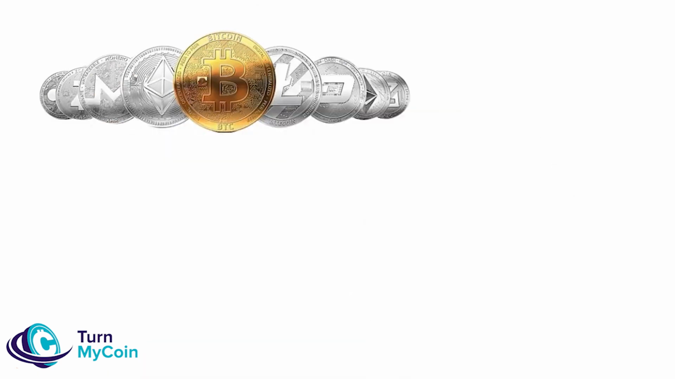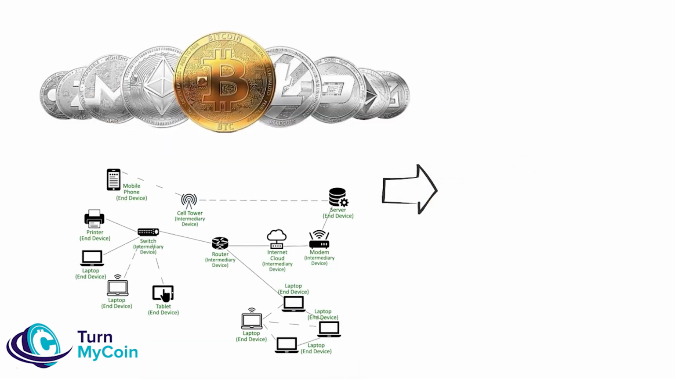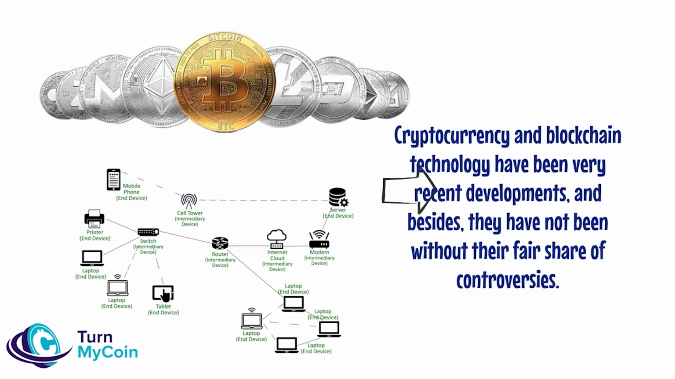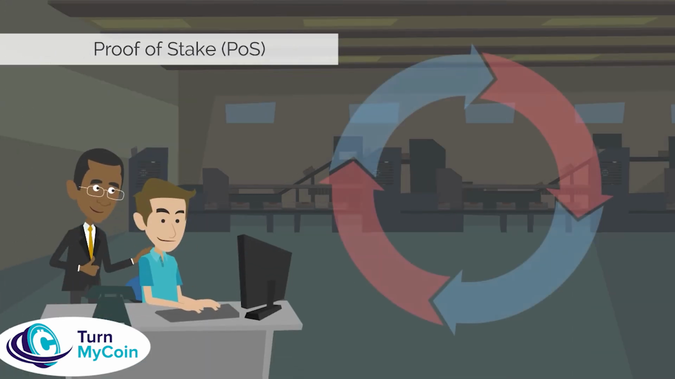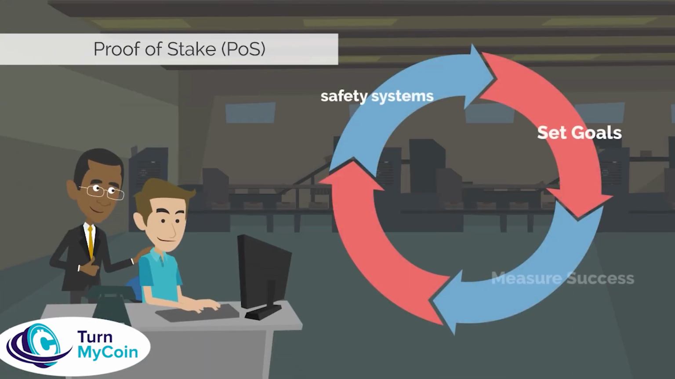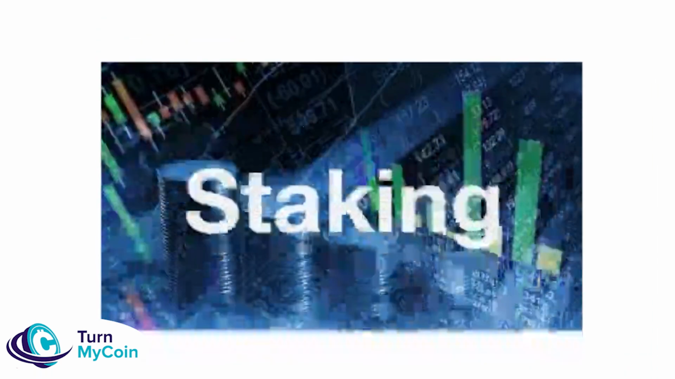Cryptocurrency and blockchain technology have been very recent developments, and besides, they have not been without their fair share of controversies. If you are new to the sector, you will want the proper safety systems to be in place. This is what the Proof of Stake, POS, ensures. The process is termed staking.